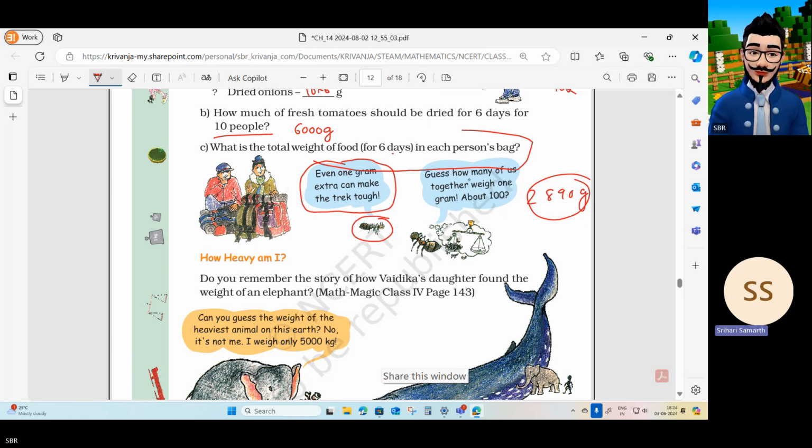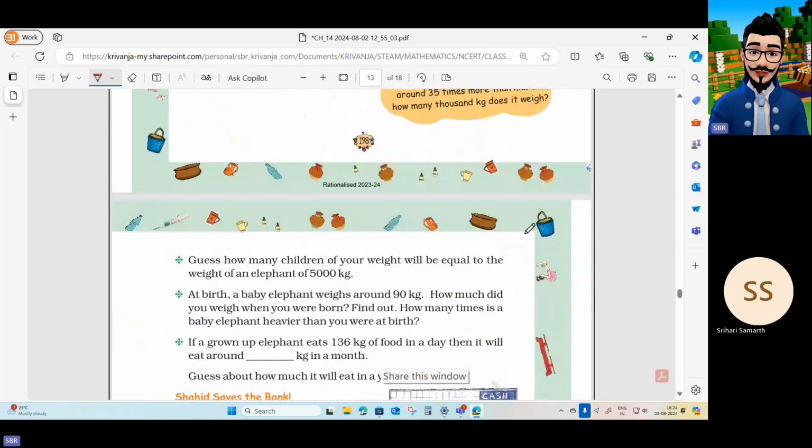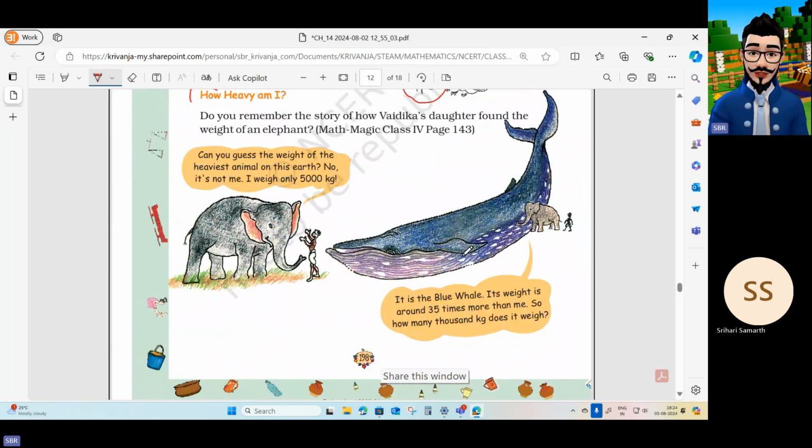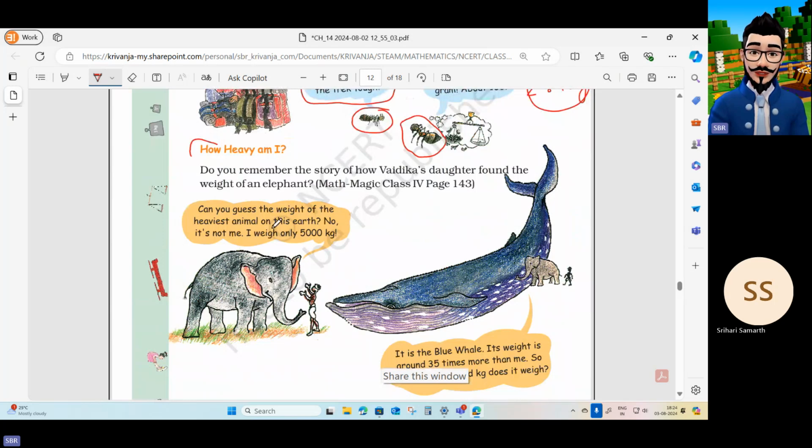Guess how many of us together weigh 1 gram? About 100? I don't think so. I think these ants will weigh around 1 gram, is it? Okay, I don't know. Let's see. How many? What is this? Okay, this is another activity. Probably we'll complete this activity and then stop for the day.